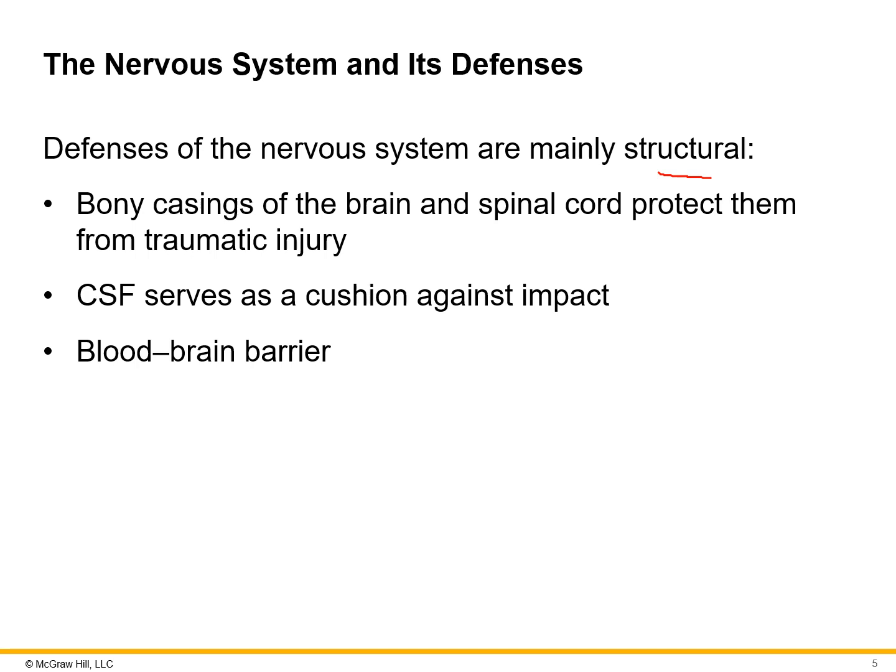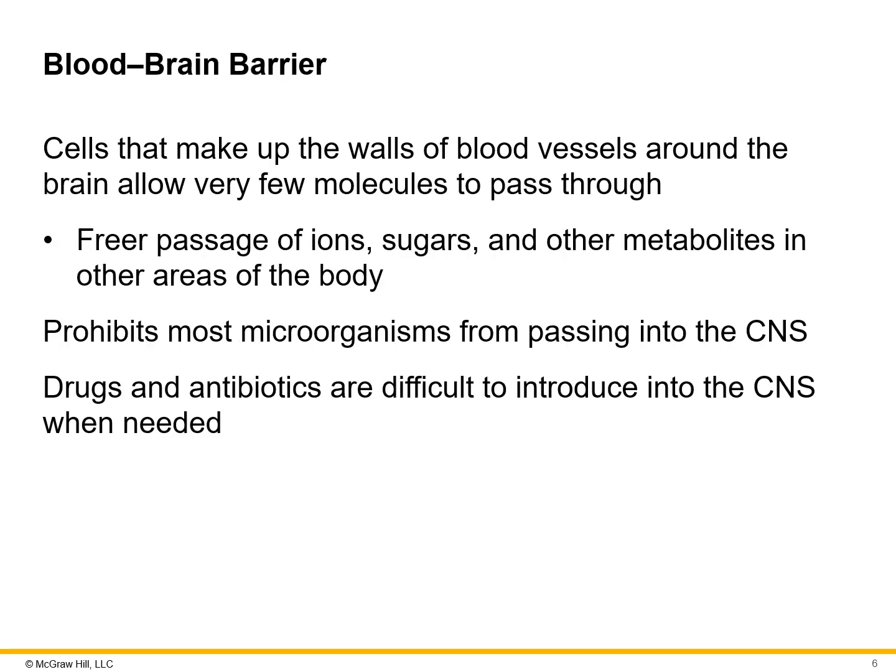So that's going to be the skull that covers the brain, and the spinal cord that's housed within the spinal column. So those bones around it protect against traumatic injury. Again, the cerebrospinal fluid cushions against impact. And then it also has the blood-brain barrier. And that blood-brain barrier is really just a layer of cells that surround the blood vessels around the brain. So again, the meninges cover the entire tissue. This blood-brain barrier is cells that surround those blood vessels that come into the nervous system.